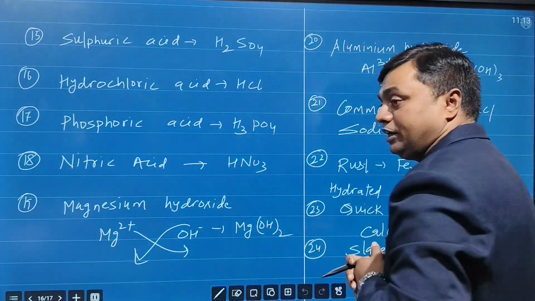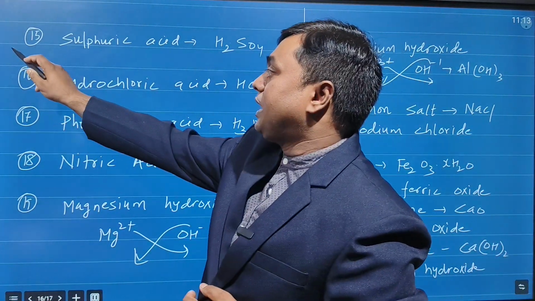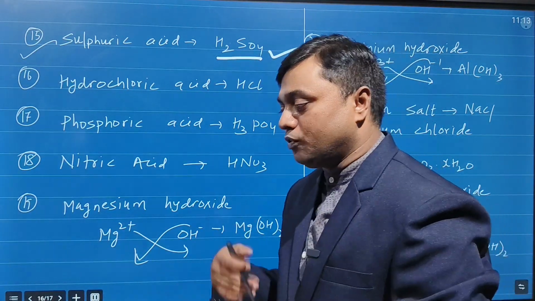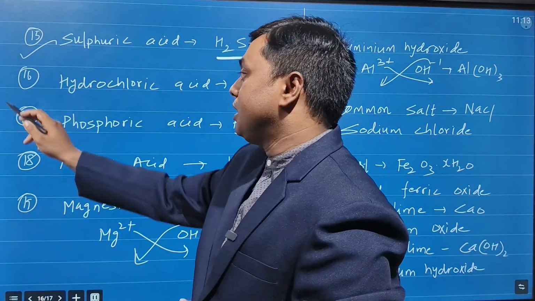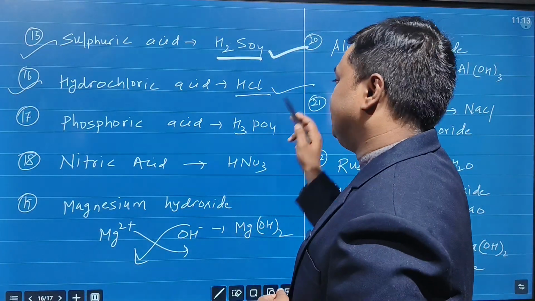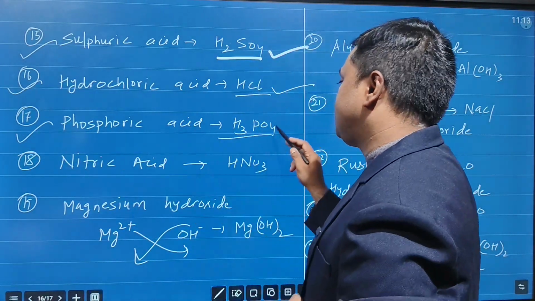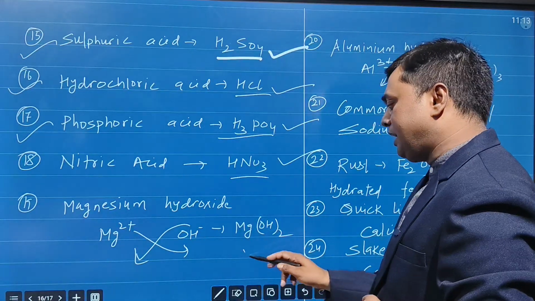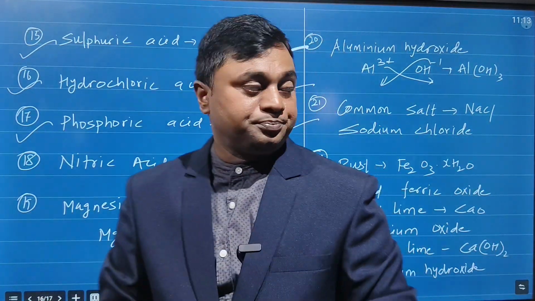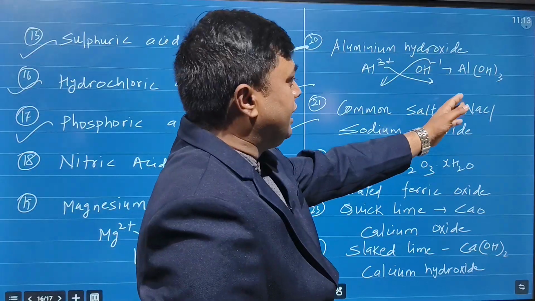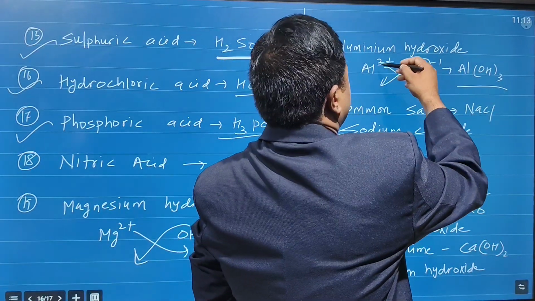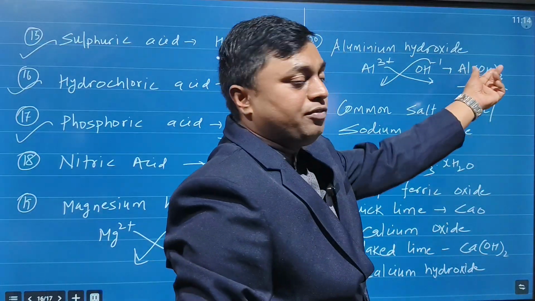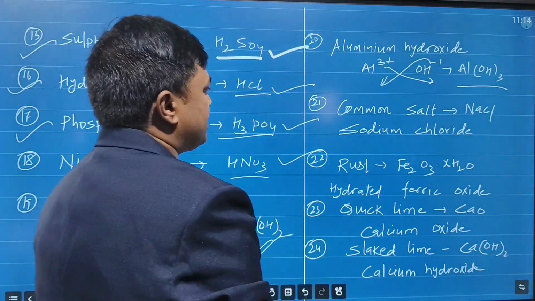Apart from these, you should also know some important acids and salts names. Sulfuric acid H2SO4, you must remember because it is frequently used in chemical equations. Hydrochloric acid HCl, phosphoric acid H3PO4, nitric acid HNO3, magnesium hydroxide Mg(OH)2, aluminum hydroxide Al(OH)3. Al3+, OH-, so 3 will move here, and within bracket with OH we write Al(OH)3.